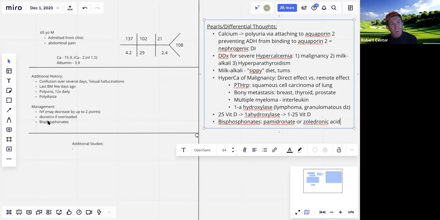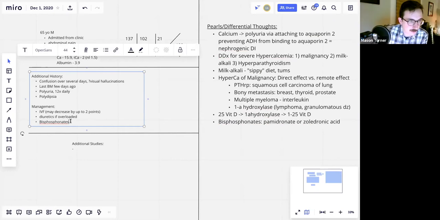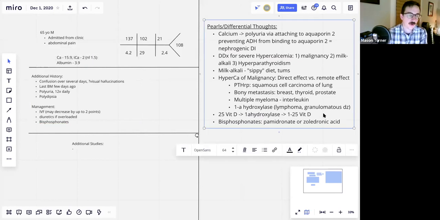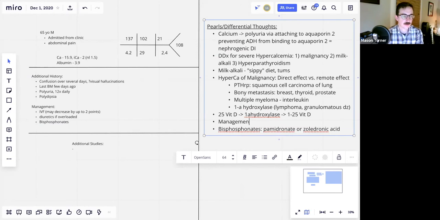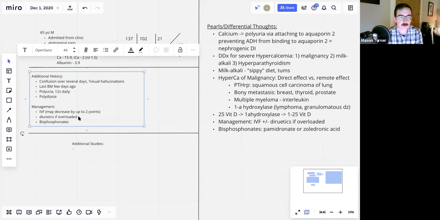Mason, what did y'all actually do when the patient came in? So we did a lot of this. We started him on fluids, with the goal being getting good urine output to flush out the calcium. We didn't do any diuretics. He was obviously peeing well and euvolemic. We held off on the bisphosphonates because of his renal function, and we were concerned some about renal clearance.